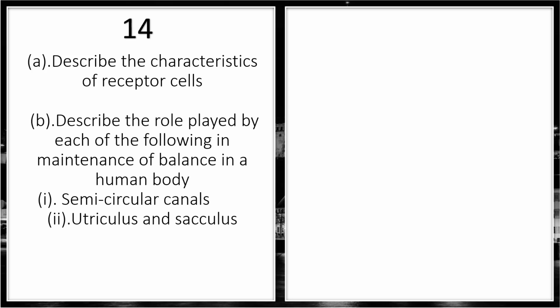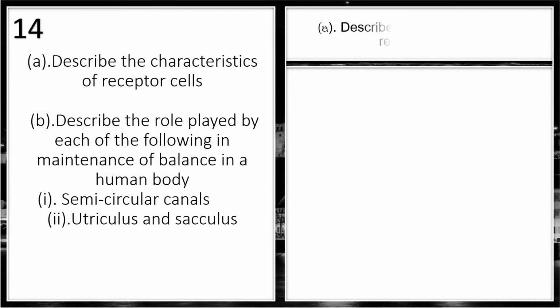Question 14. Describe the characteristics of receptor cells. Part B. Describe the role played by the following in the maintenance of balance of the human body. Number 1, semicircular canal. Number 2, utricle and saccule. Describe the characteristics of receptor cells.